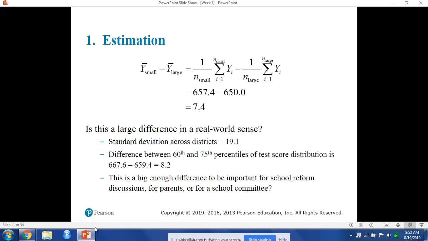First, we find an estimate. We take the difference between our two groups. Since they are of two different size groups, we need to account for that. We normalize the data by dividing by the sample size of each of the groups to average the scores. For this data, we get 7.4.